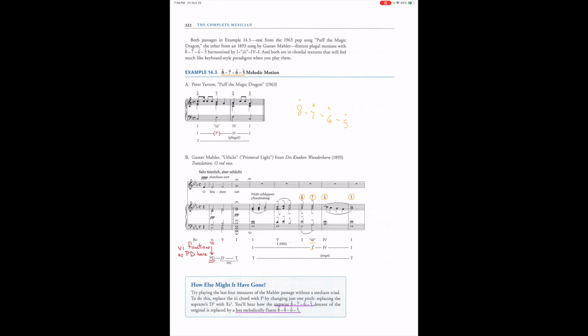We have letter A and letter B. Now both of these pieces do the same descending melodic motion of 8 to 7 to 6 to 5, but in very different aural contexts. Here's Puff the Magic Dragon. There's your 8, 7, 6 to 5. You hear it?